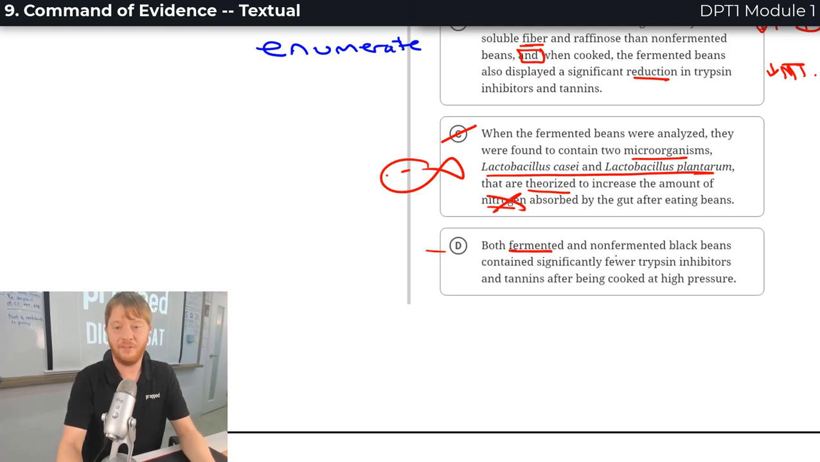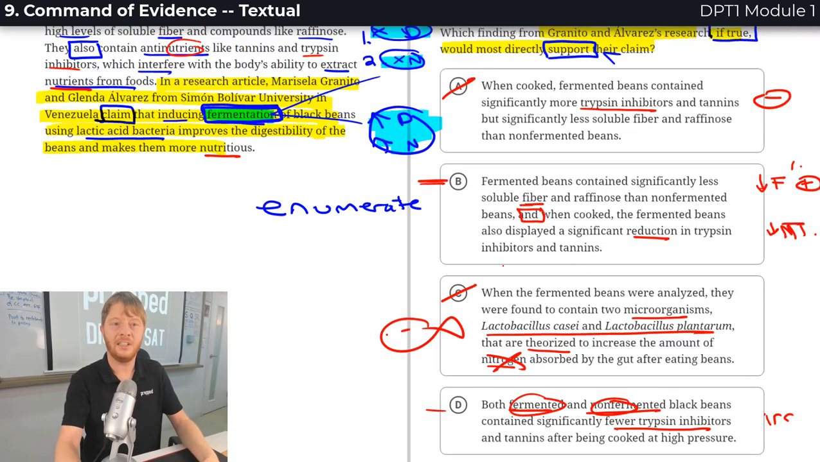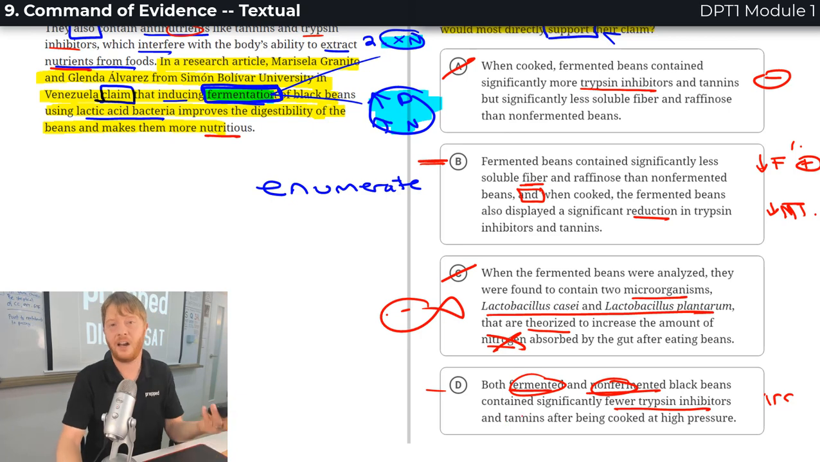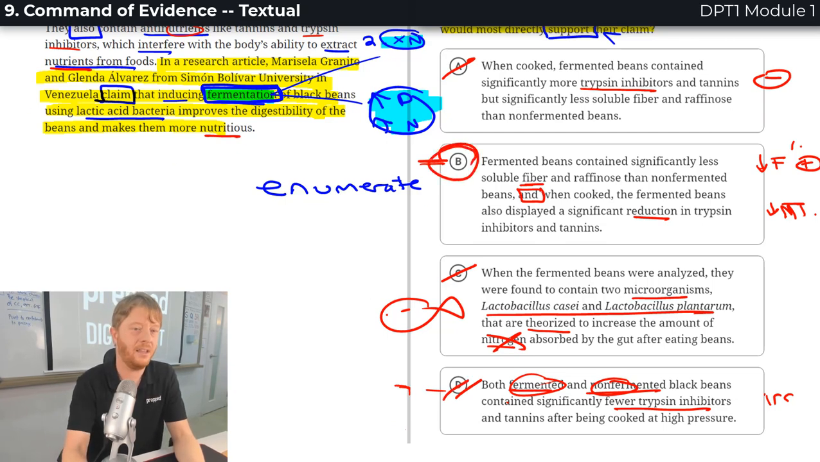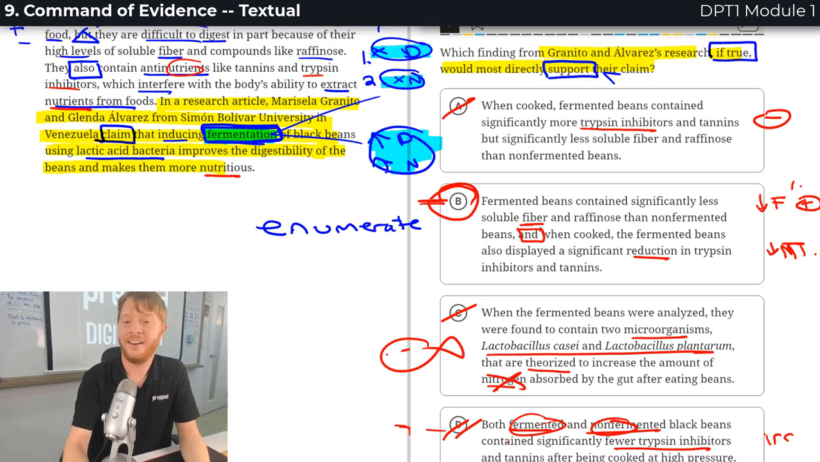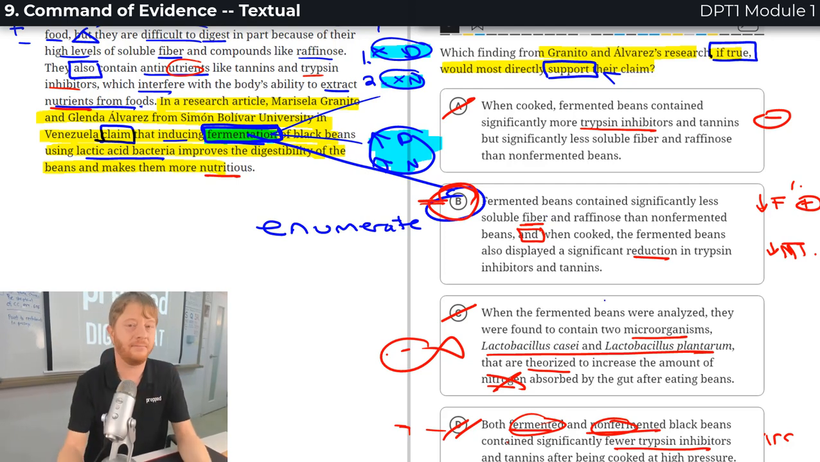Both fermented, this is D, fermented and non-fermented black beans had fewer, this is irrelevant because if they both had fewer trypsin, that doesn't prove that when you ferment it, that improves digestibility. So that is irrelevant, has nothing to do to support the claim. The answer, therefore, is definitely B. I would bet my cell phone on it, and so I'm picking it. Sorry, B. The car agrees. We're all in agreement.